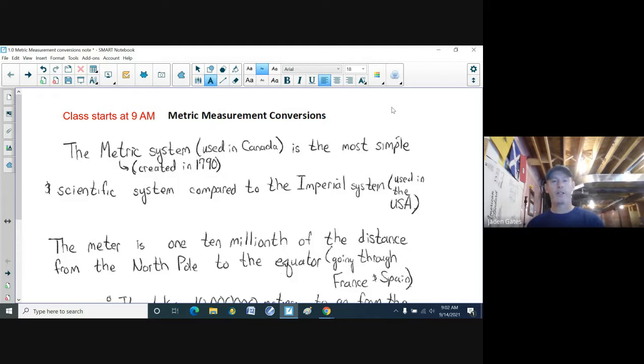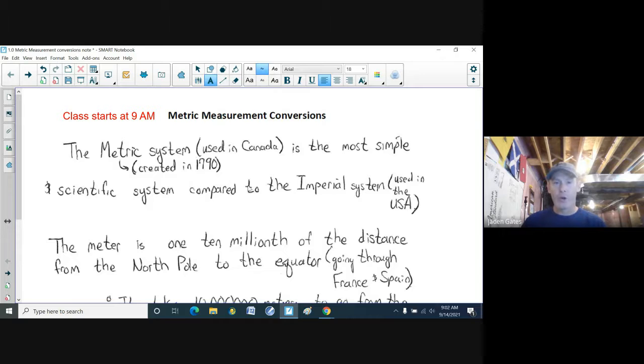The reason is that the metric system, which is used in most of the world, more specifically in Canada, and which was created in 1790, is the most simple and scientific system. I'm going to get to why it's the most simple and scientific system compared to the imperial system, which the U.S. is clinging to. And we still have to use it too, because of construction. Everything in construction is in the imperial system. Because we have so many houses already built in Canada, it's too late to switch.